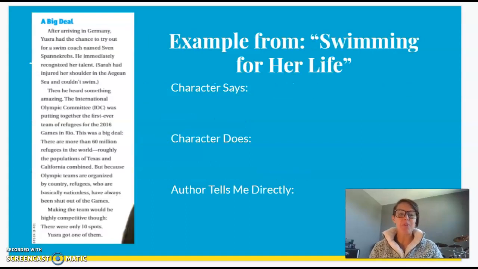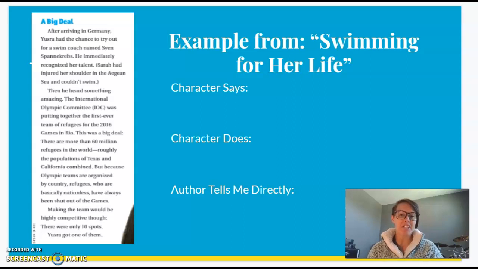So I went ahead and pulled an excerpt from Swimming for Her Life, and I'm going to read this with you. Then we're going to try to pick out some examples of things that the characters say, do, and what the author directly tells us, to see if we can infer some things about the characters, and then find evidence to support those ideas, because we always want to have evidence to back up what we're thinking.